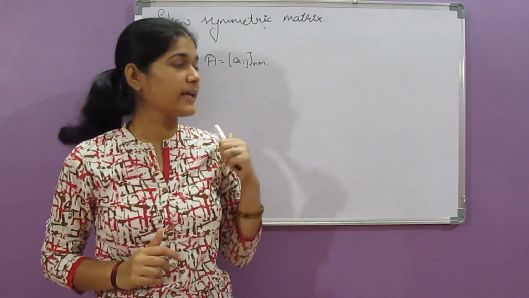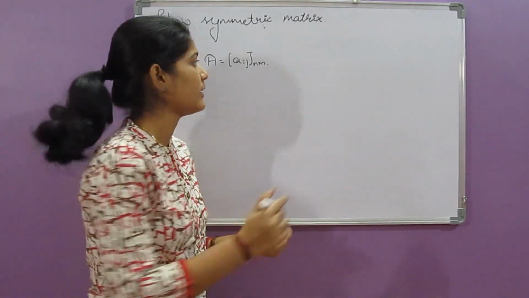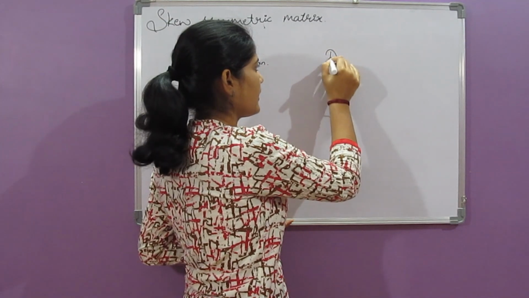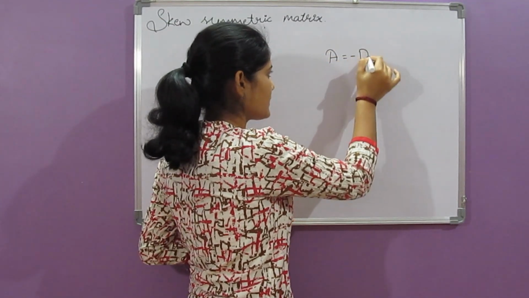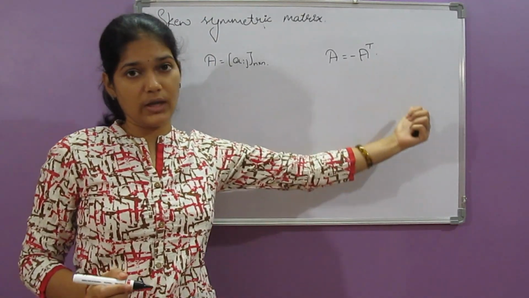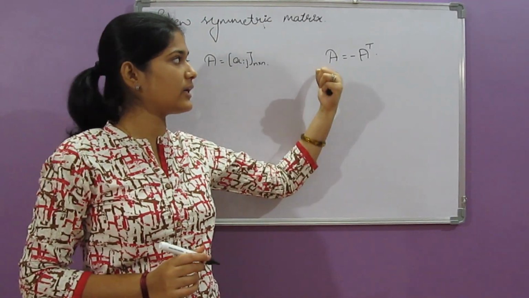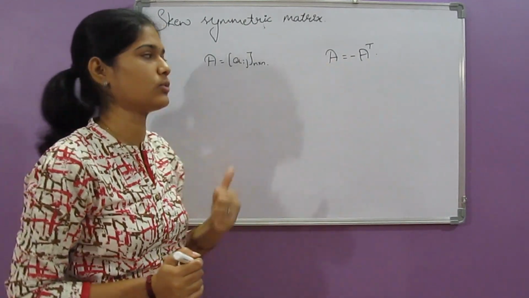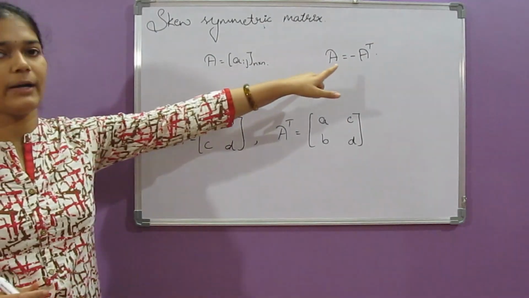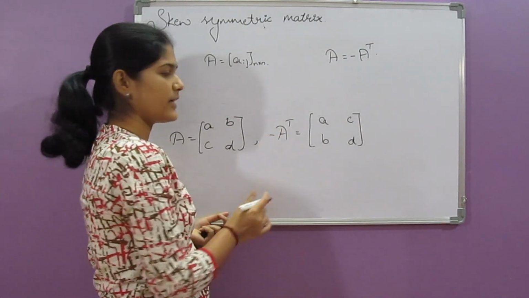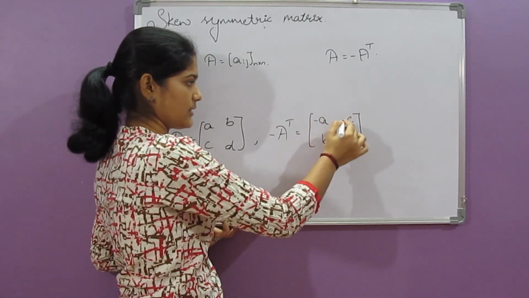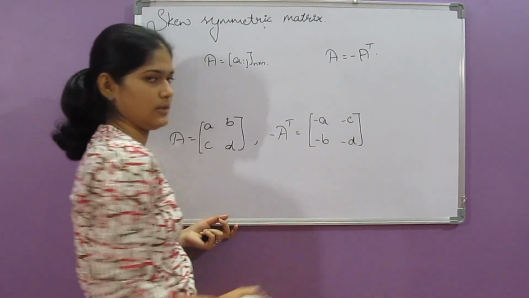A matrix A is said to be skew-symmetric if it is a square matrix and A is equal to minus A transpose. For symmetric matrix, A is equal to A transpose. For skew-symmetric, A must be equal to minus A transpose. Now, I will take the same example. Then we have to find minus A transpose. So, minus A transpose means we have to multiply minus 1 in all the entries. That is minus a, minus c, minus b, minus d.